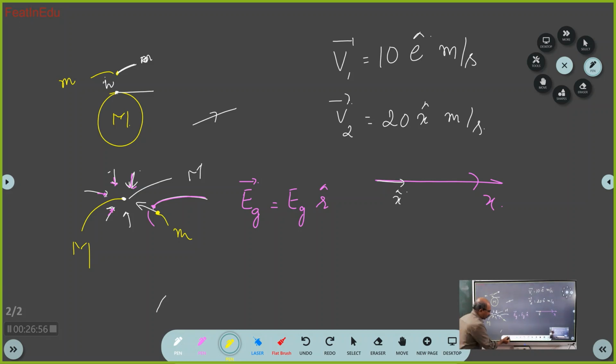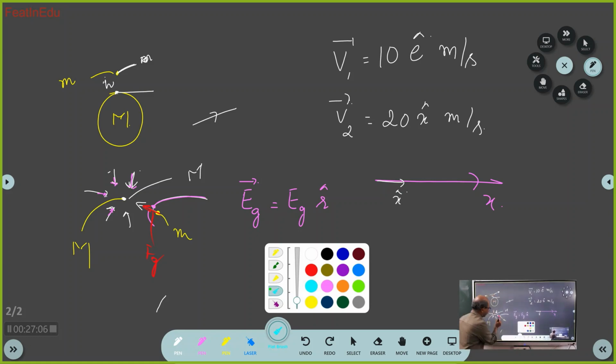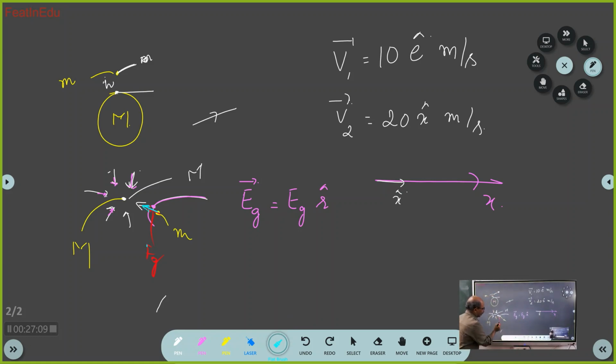The gravitational force acting on this mass is in this direction. This is the gravitational force, Fg. Now, what is Fg bar? It is the gravitational force acting on the mass here. This is equal to m into Eg.